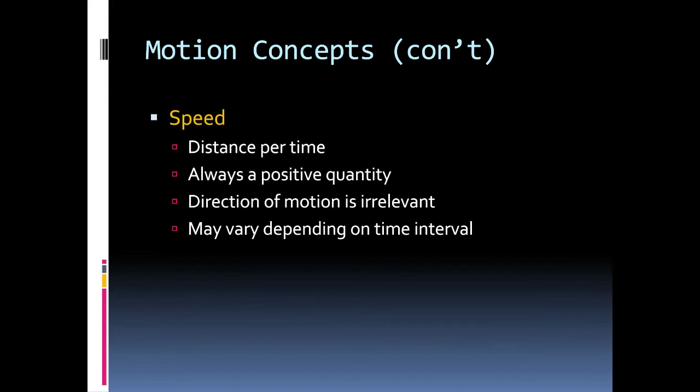So speed, distance per time, always a positive quantity. Direction of motion is irrelevant. May vary depending on time interval.